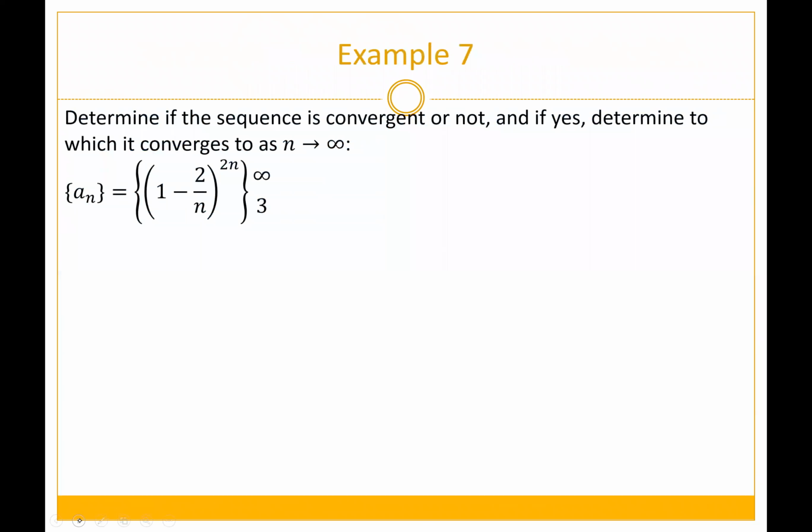So let's start with example 7. Determine if a sequence is convergent or divergent, and if yes, determine where it converges to as n approaches infinity. This is the expression for the nth term. So basically the thing that you have to find is the limit as n approaches infinity of (1 - 2/n) to the 2n.